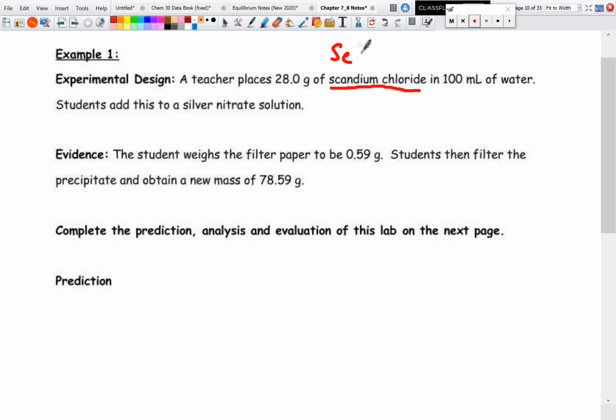Sc2+ and chlorine is 1-. So when we drop and swap, that gets us to ScCl2. That is our scandium chloride. Scandium is 3+. When in doubt, check your data booklets.